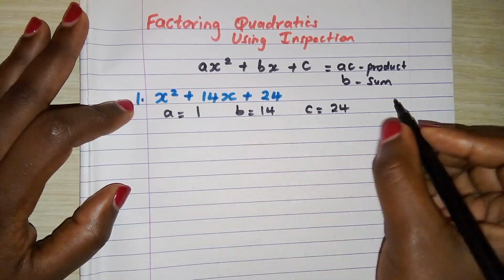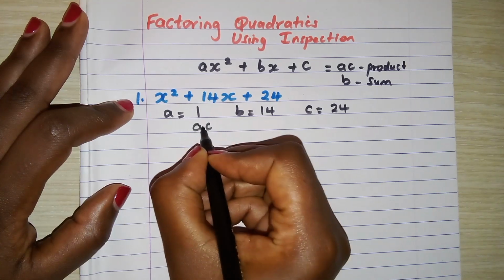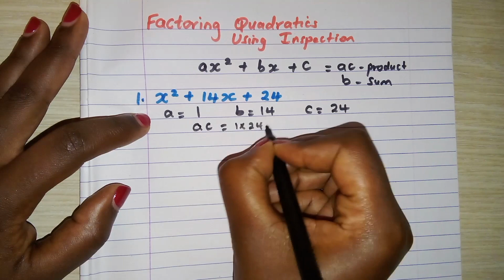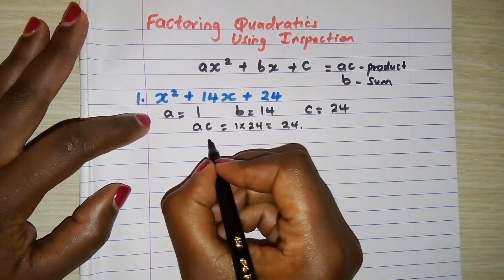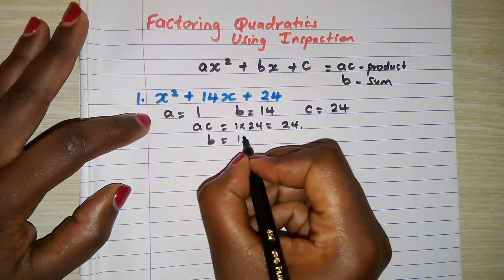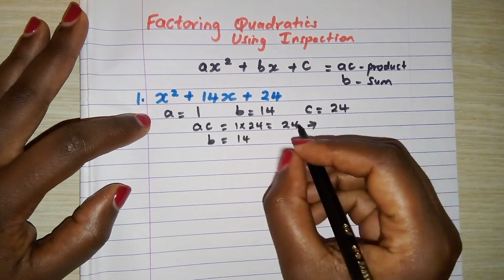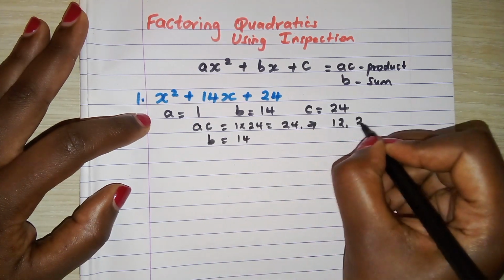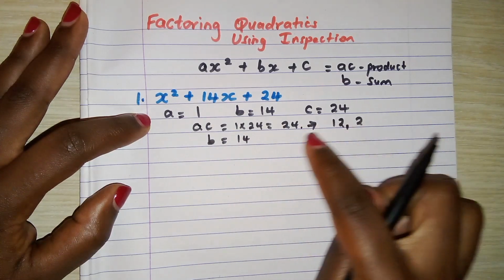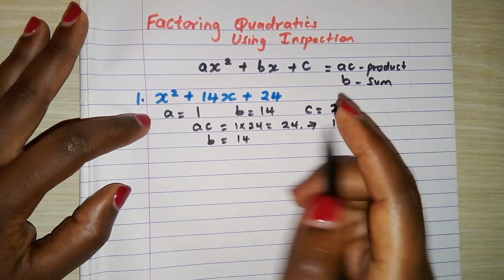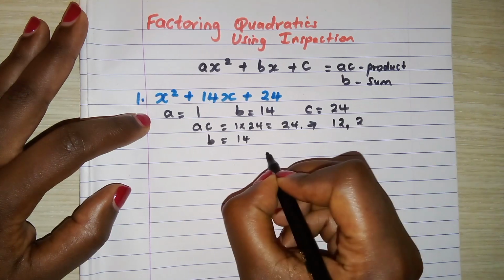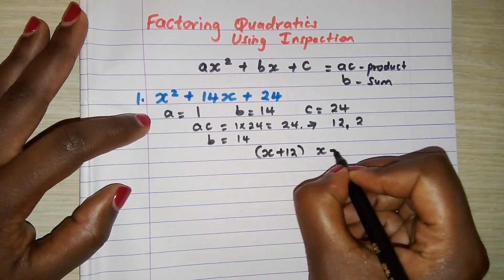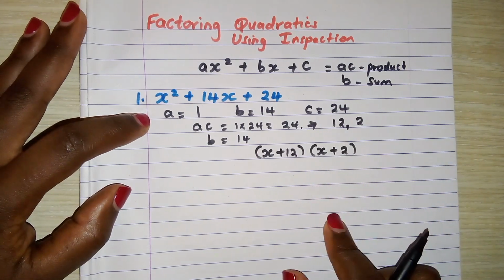So we look for two factors. So AC, meaning A times C, should give us 1 times 24 is 24, and then our sum is just 14. So two factors of 24 that will give us a sum of 14, we have 12 and 2. So 12 plus 2 is 14, and that will be our answer. So just by inspecting, we can say the answer would be x plus 12 and x plus 2.